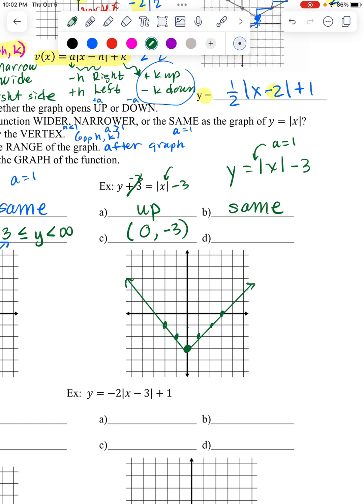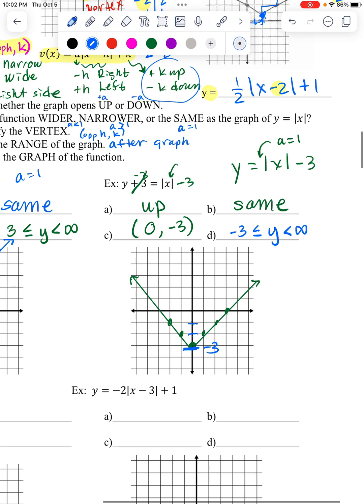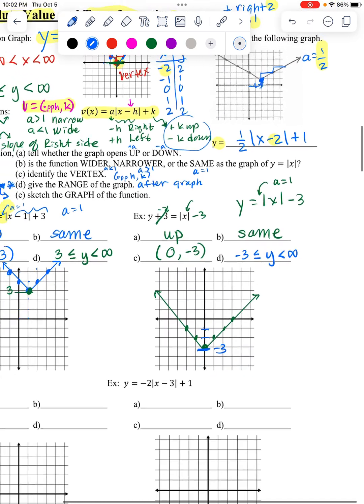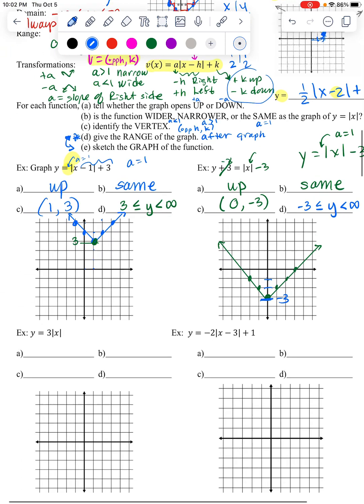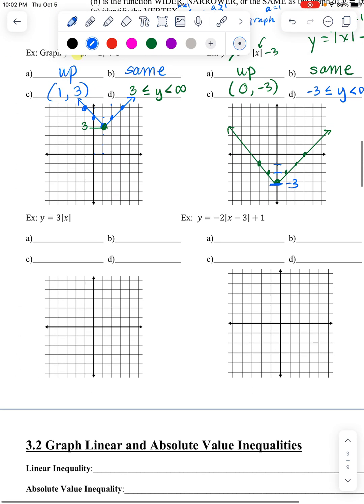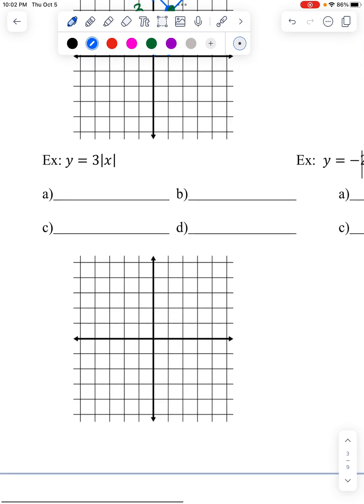Then it asks me for the range. So again, the range is the lowest it ever goes, which is right here. That's at -3. It actually touches that. I'm talking about range, so Y, and then it goes up forever from there. Keeping in mind those little alligator mouths are always opening to the right when you're doing range. And the reason they're not asking us for domain every time is that it's always all reals, always from negative to positive infinity. All right, let's work our way through these last two.